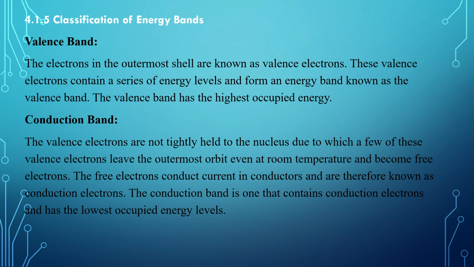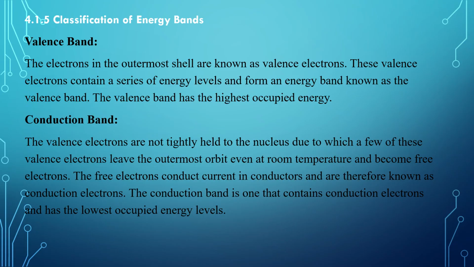Classification of energy bands. Valence band. The electrons in the outermost shell are known as valence electrons. These valence electrons contain a series of energy levels and form an energy band known as the valence band. The valence band has the highest occupied energy.